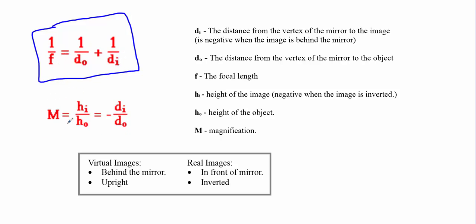Then we've got 2 others down here. Magnification is the ratio of the image height to the object height, or it's the ratio of the image distance to the object distance, but we do need to negate that, and this is to do with the fact that sometimes those images are behind the mirror, so it's negative of that ratio.